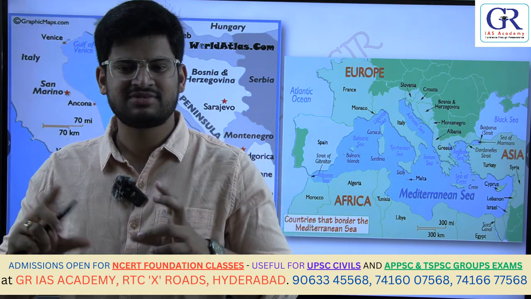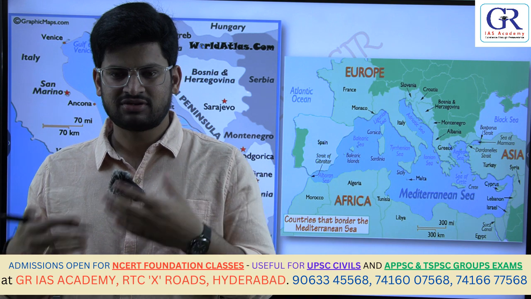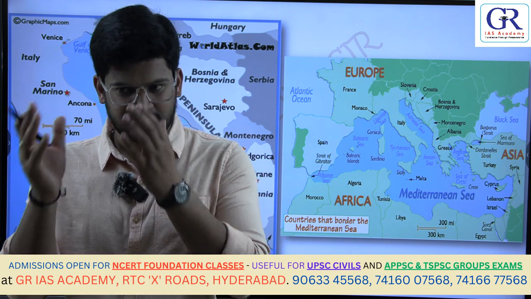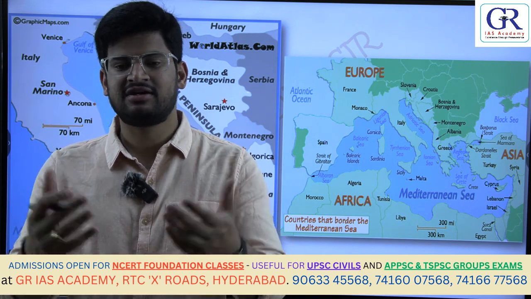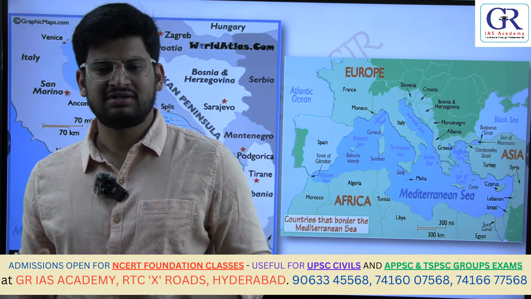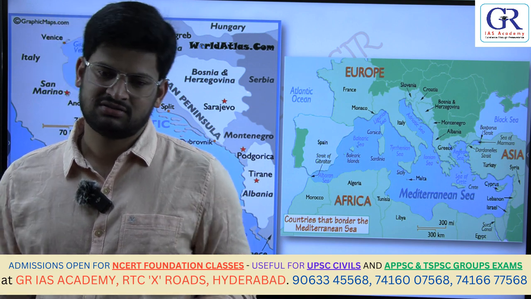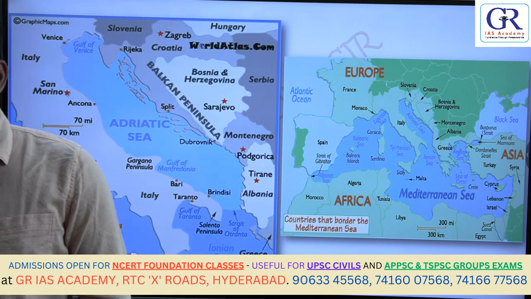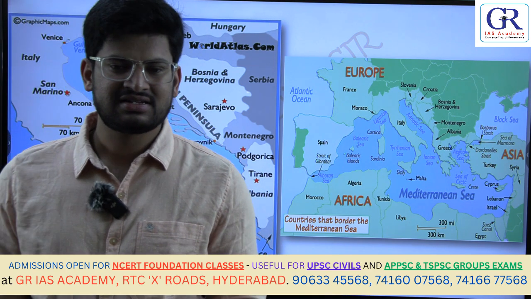So the regions where limestone is rich and where that type of landforms are formed, we call it karst landform. Understood? So karst landforms are nothing but the landforms which are dominated by which rock? Limestone. Is it clear?